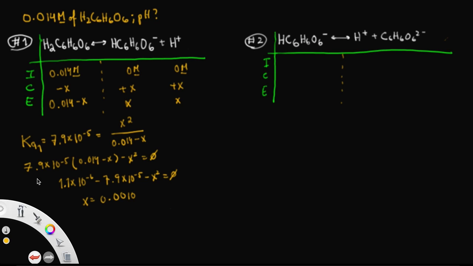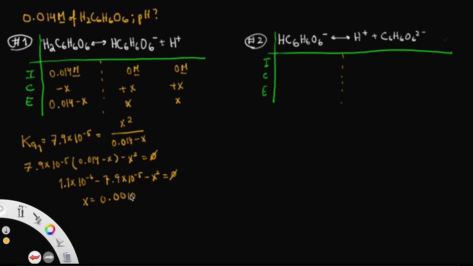So I multiplied it out. I did 7.9 times 10 to the negative 5 times our expression below equals x squared. So if you bring the x squared onto this side, it'll be minus x squared. If you multiply it out, if you FOIL this part out, you'll get 1.1 times 10 to the negative 6 minus 7.9 times 10 to the negative 5 x minus x squared equals 0.